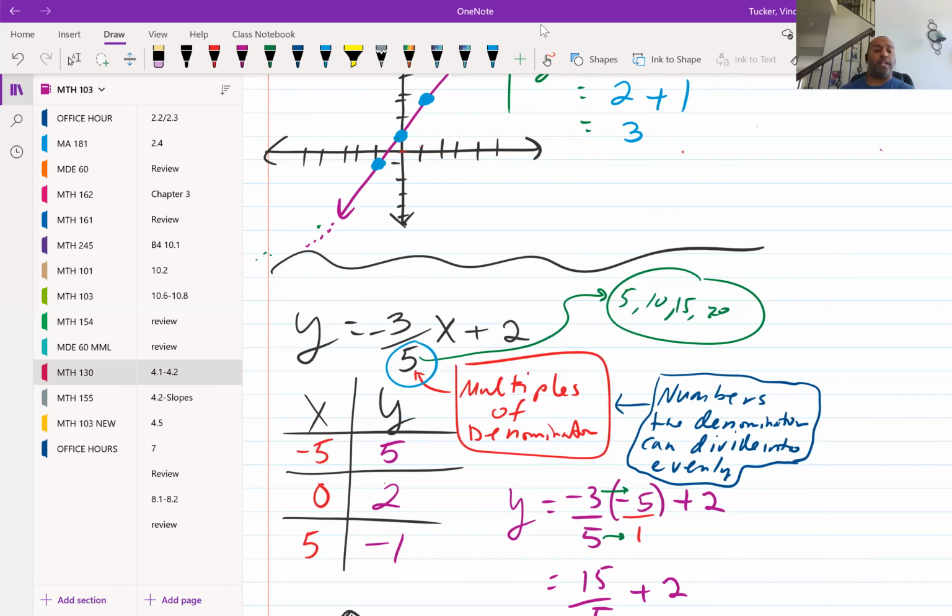If it was a 7 down there, we'd choose 7, 14, 28, 21, things that 7 can divide into. If it was 11, you'd choose 11, 22, 33, 44, 55. You're looking for numbers that the 11 can divide into. So whatever your denominator is, you're looking for numbers that the denominator can divide into evenly. Those would be the values that you would choose for x. And so notice I chose negative 5, 0, and 5. 0 is always good to choose because multiplying anything times 0 will give you 0.